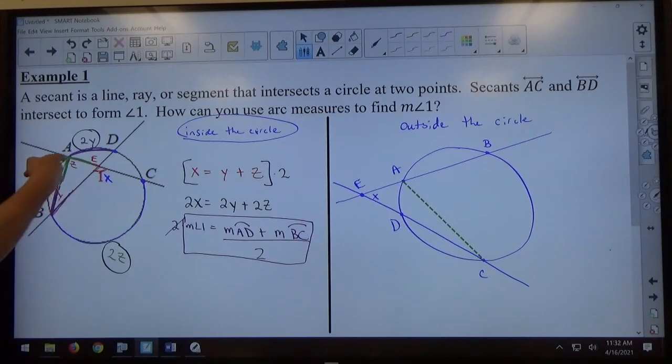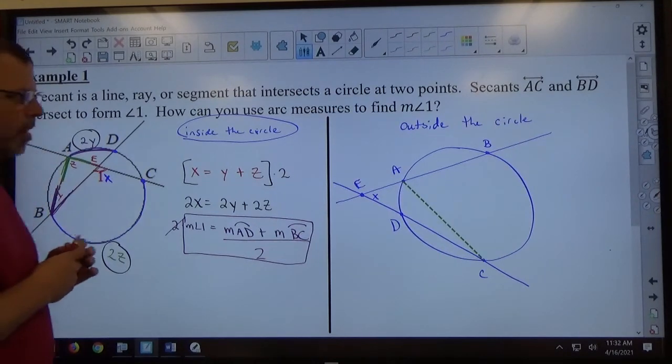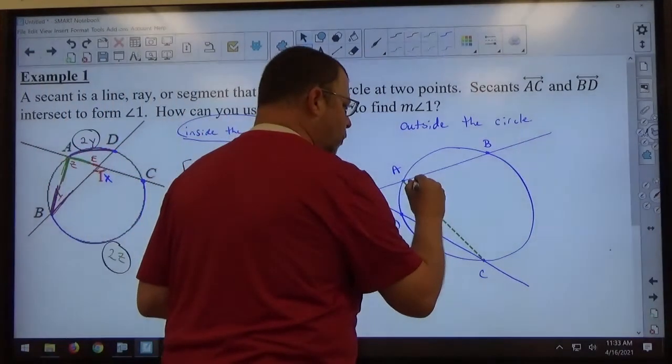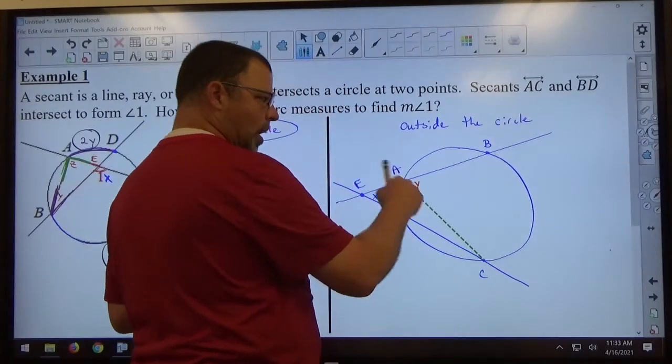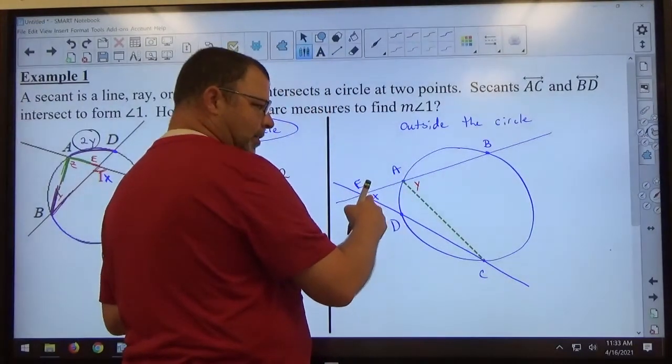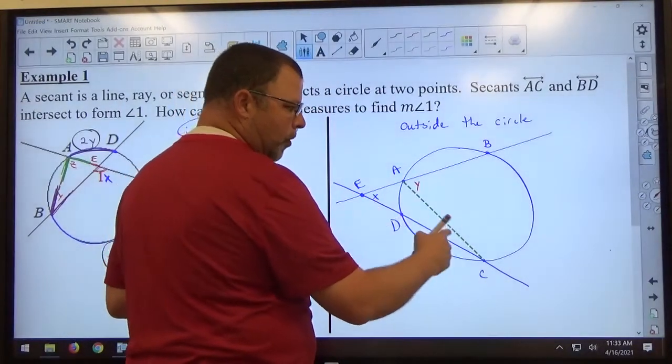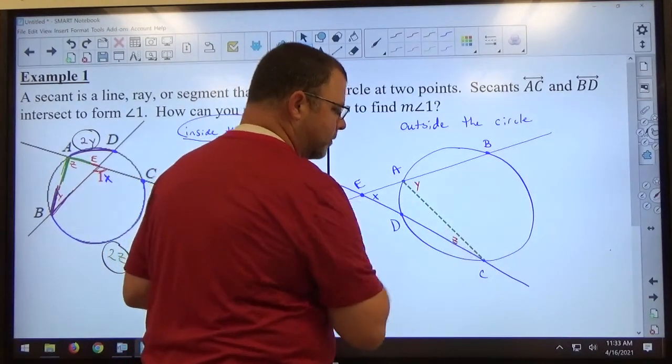We have an exterior angle and two remote interior angles. We have an exterior angle. I'm going to call this one Y this time. Y is the exterior angle. X is the interior, remote interior. The other remote interior is down here. We're going to call this one here Z.